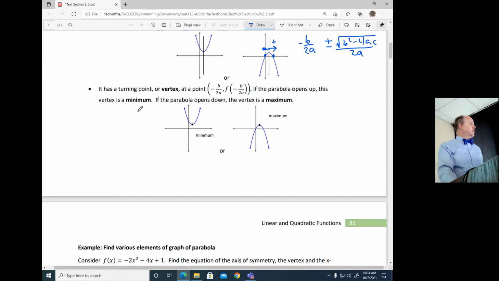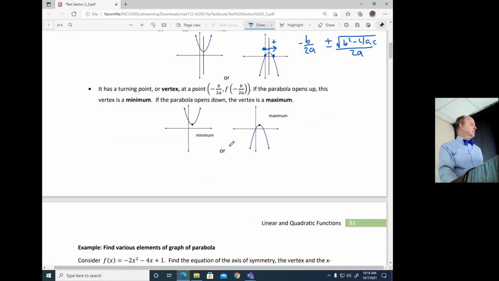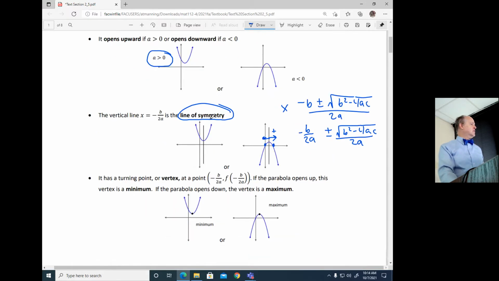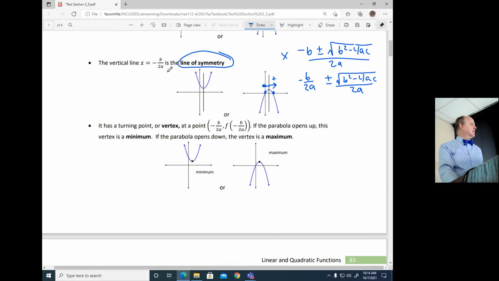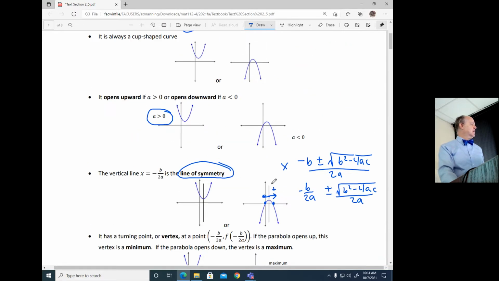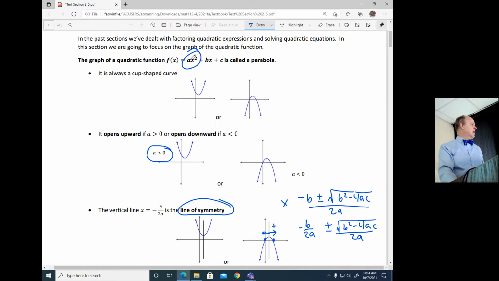Now, I don't know if it's minimum or maximum, but what's an easy way to tell whether it's a minimum or maximum? Remember, when a is greater than 0, I know my curve is going up. So if I know a is greater than 0, I know negative b over 2a is going to be my minimum. If a is negative, I know then negative b over 2a is going to be the maximum of my curve, because I know the curvature all depends on the sign of a.